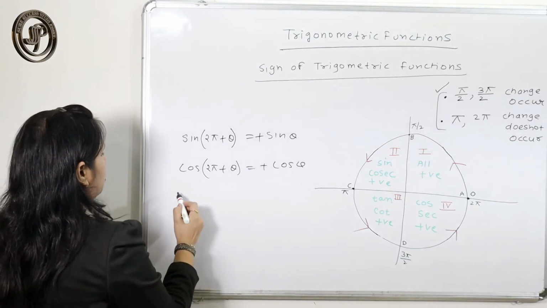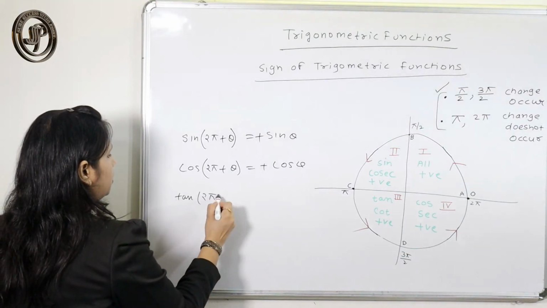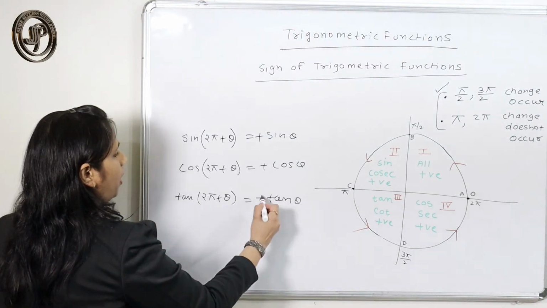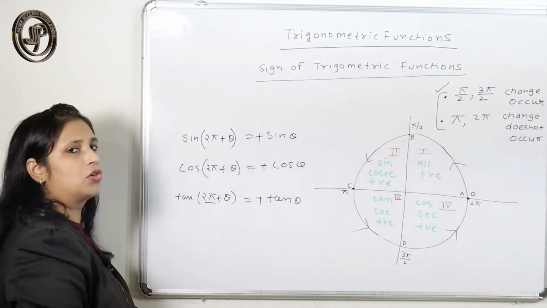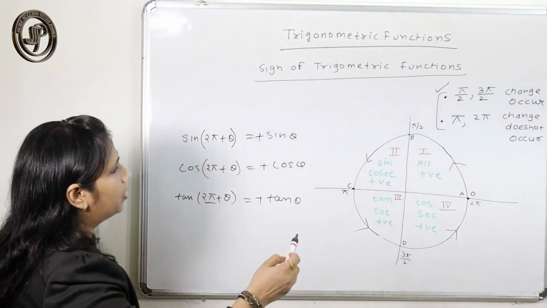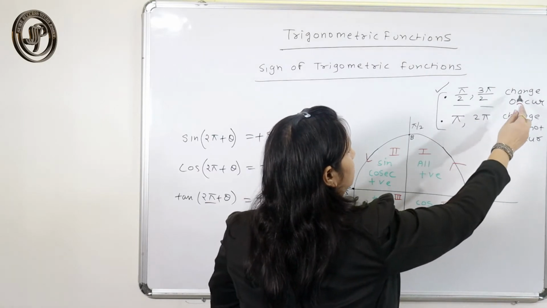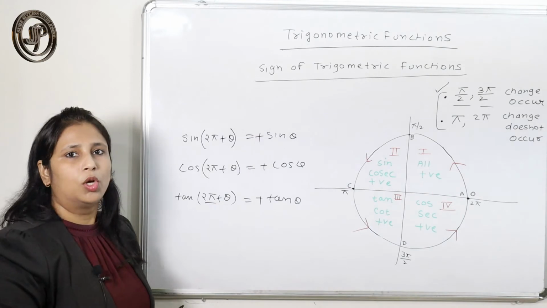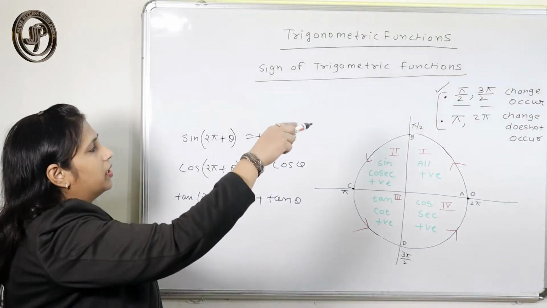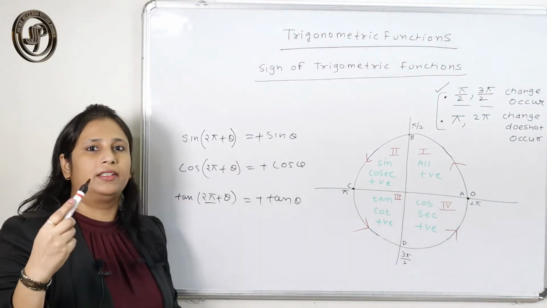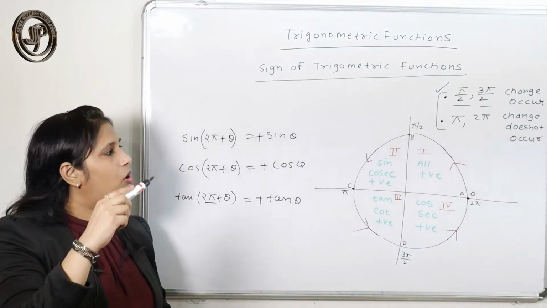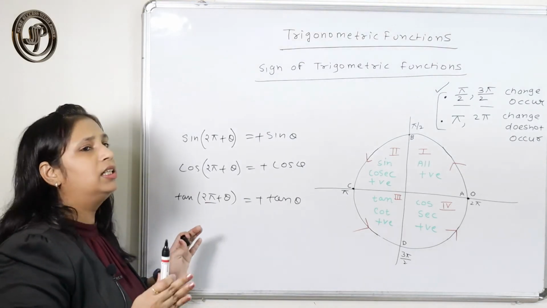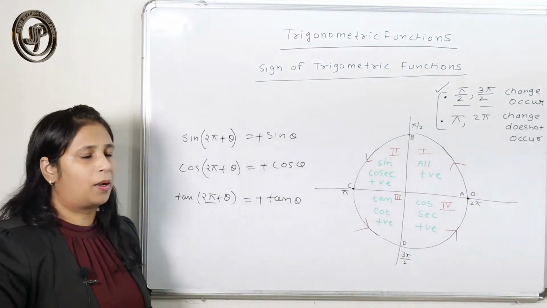So this way you can do tan of 2 pi plus theta. That will be tan theta only, with a positive sign, because with 2 pi change does not occur. I will tell you why change occurs and change does not occur, but for now you just have to memorize these things. Because their values repeat on that particular interval, in pi and 2 pi change does not occur. We will discuss that in detail in our upcoming lectures.